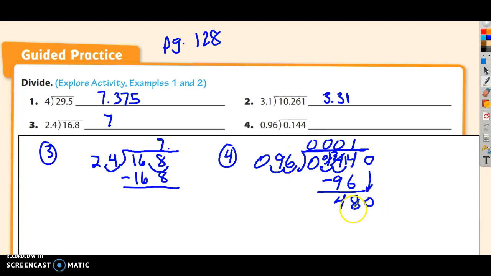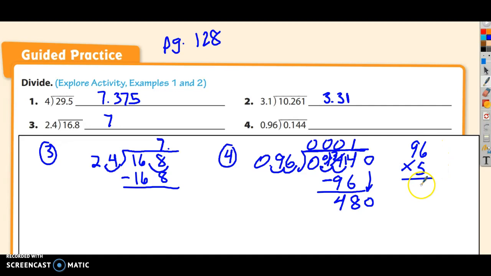96 does go into 480. Not sure how many times. I'm going to make a guess. 5 times 96, 96 rounds up to 100. 5 times 96 would be 500, and that's just barely over 480. So I think that's a good try. I think we should try 5, and if that's too high, we'll go back down to 4.